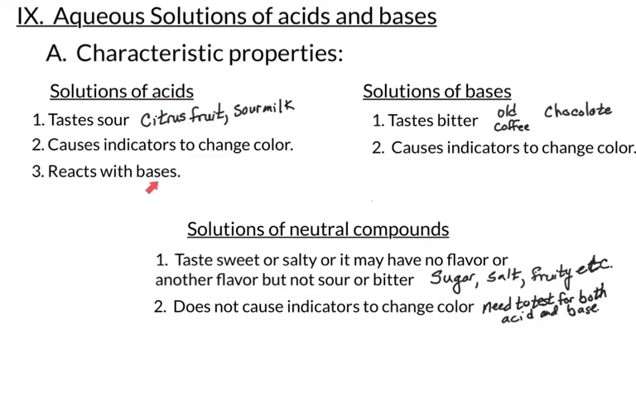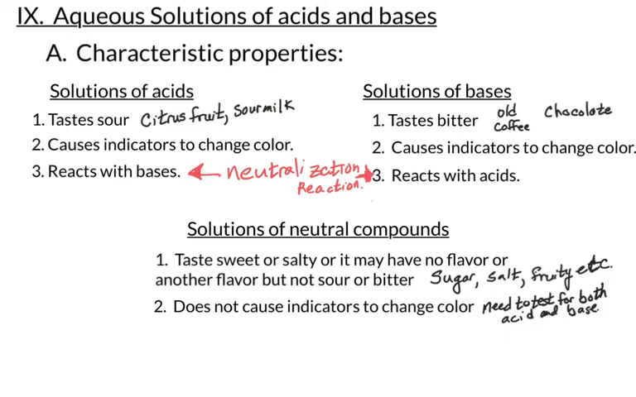And next we're going to look at a common reaction for acids and bases, and that is that acids react with bases, and unsurprisingly, bases react with acids. And the reaction between an acid and a base creates a neutral compound. So this is called a neutralization reaction, and this is a very important reaction that we'll be looking for later.